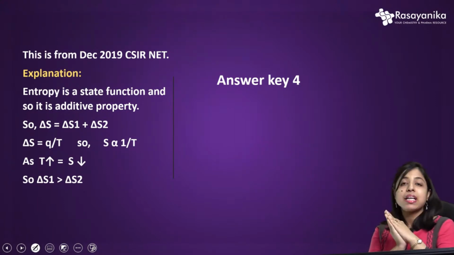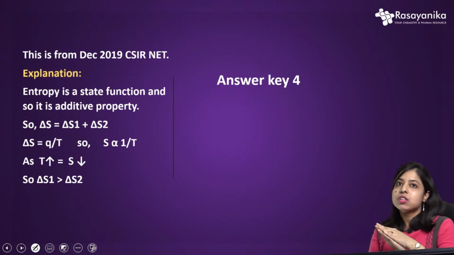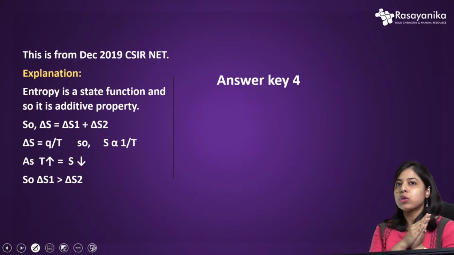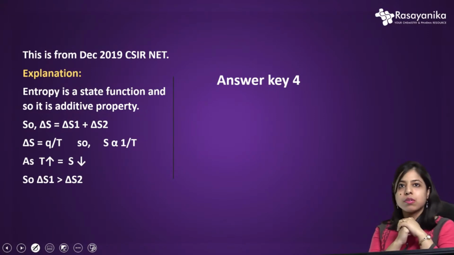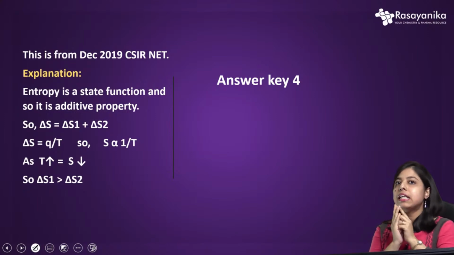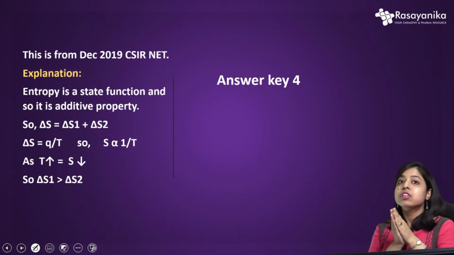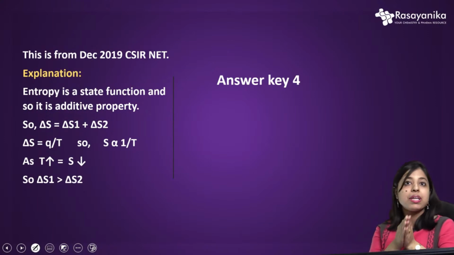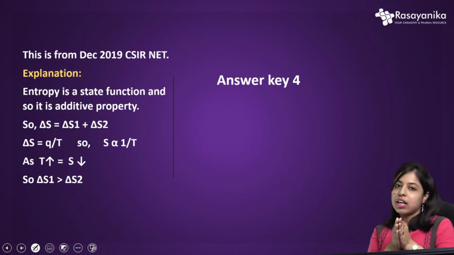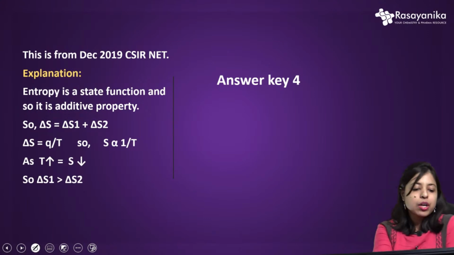State function means the function which mainly depends on the initial state of a particular process and the final state, and does not depend on the path the process follows. So entropy is that kind of state function, which depends on the initial state and the final state. It doesn't depend on the path. As you all know, entropy is also an additive function. So you can do one thing here.